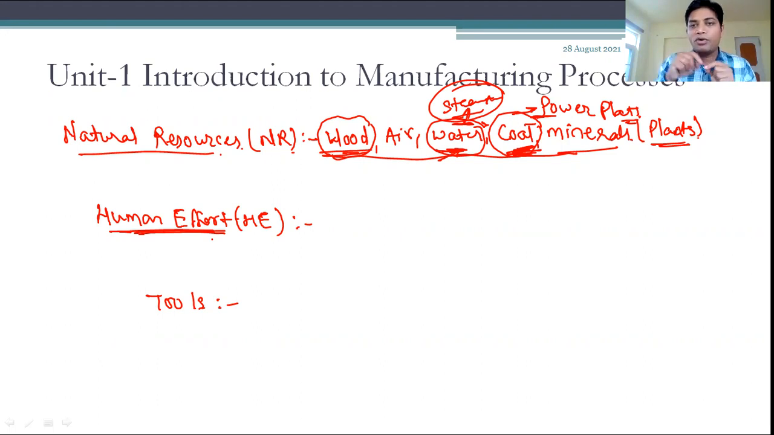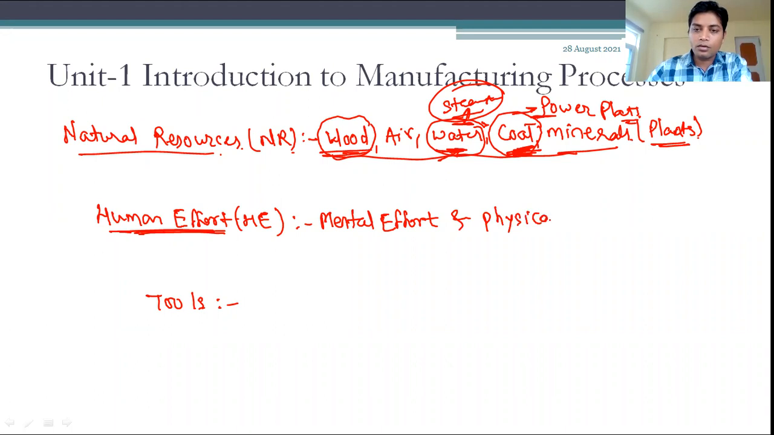So here, if I'm talking about human effort, then mental work is done by the civil engineer or architect, and the physical effort is done by the labor. Human effort can be divided into two categories. First is mental effort, and second is physical effort. These are the two efforts that can be made by a human being.